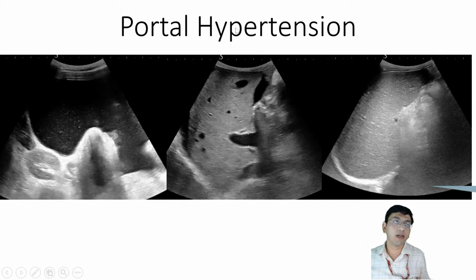Other findings of portal hypertension can be seen on an ultrasound in the form of ascites. A dilated portal vein can be seen. Splenomegaly can be seen.